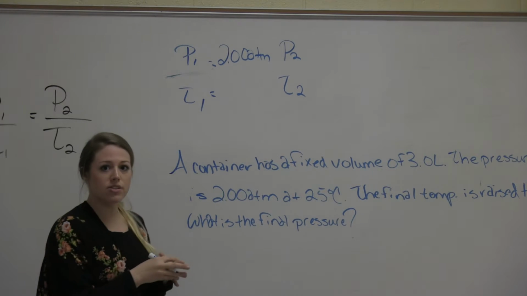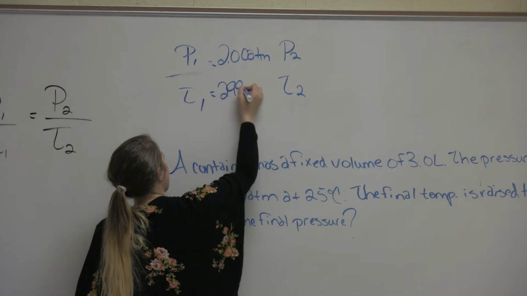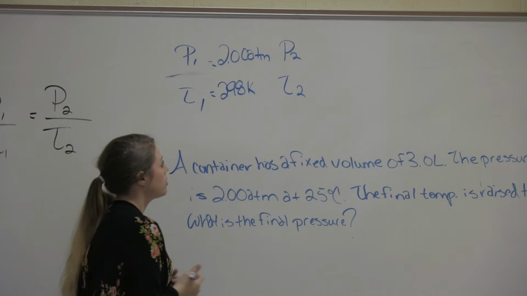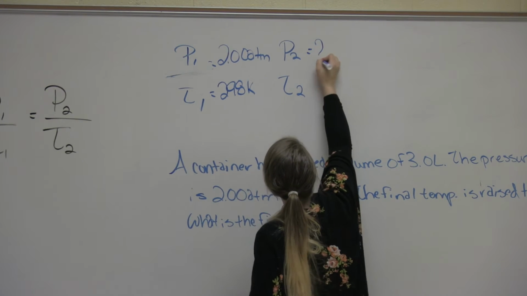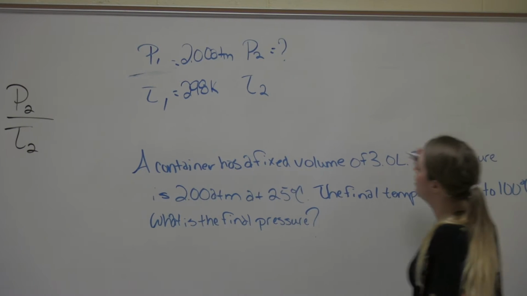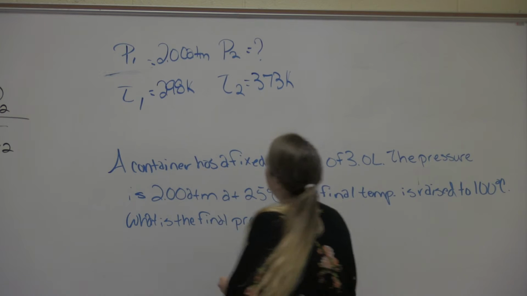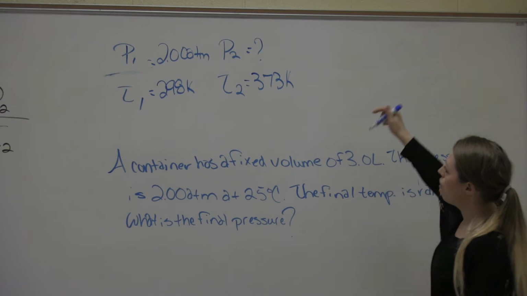But we know gas laws, we have to have everything in Kelvin. So if we convert this into Kelvin, we get 298 Kelvin. Okay, we're solving for our final pressure, so this is our unknown. And our final temperature, we raised it to 100 degrees Celsius. So this is going to be 373 Kelvin. Okay, now we have our variables, so let's solve for our unknown.